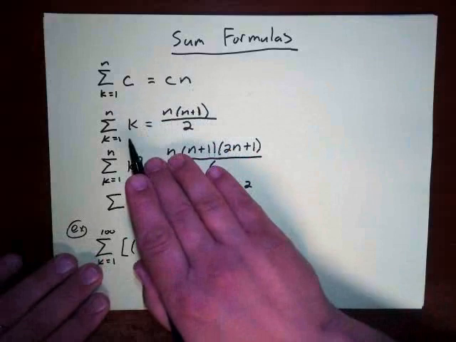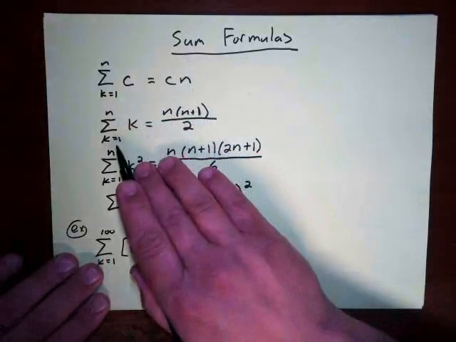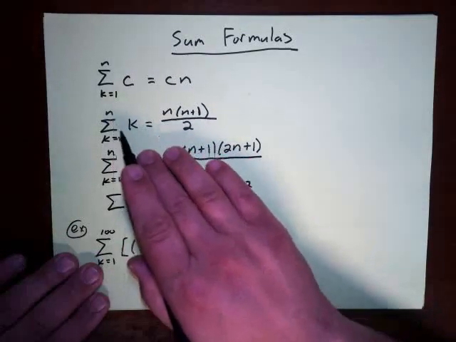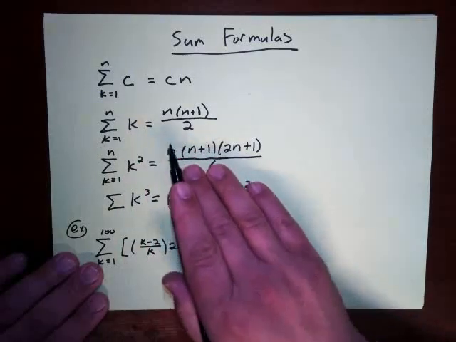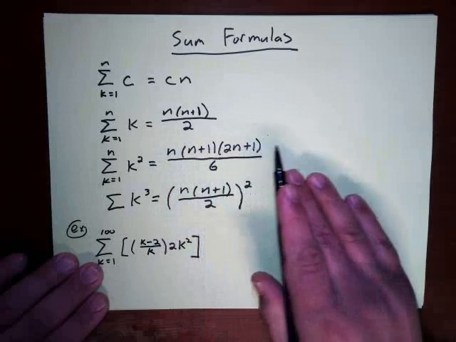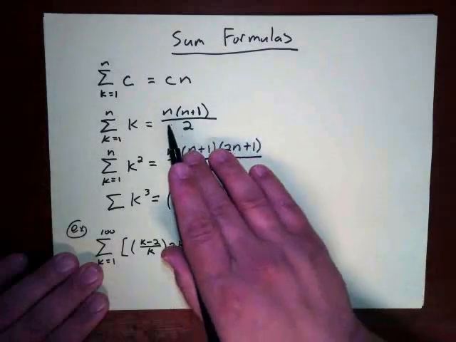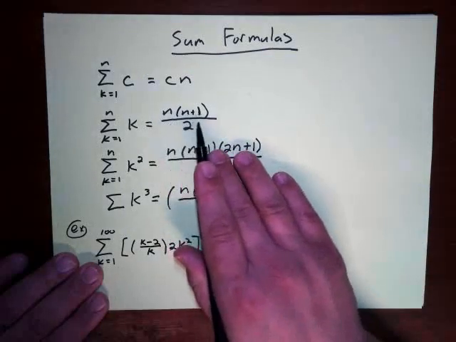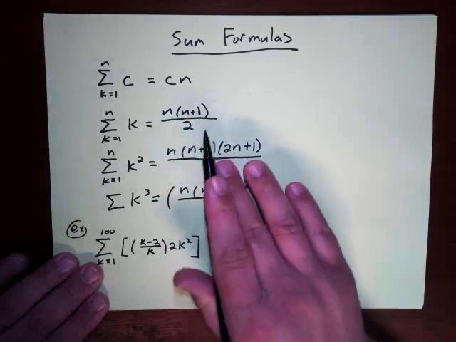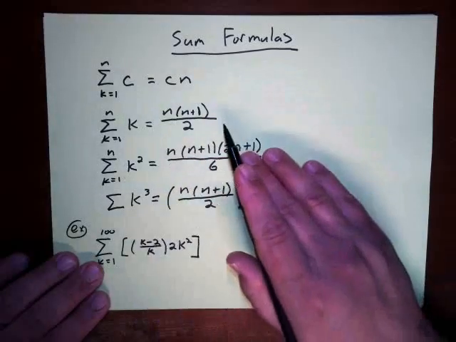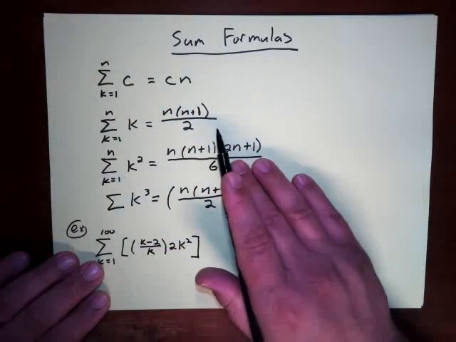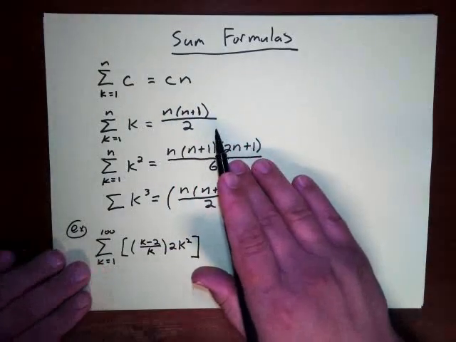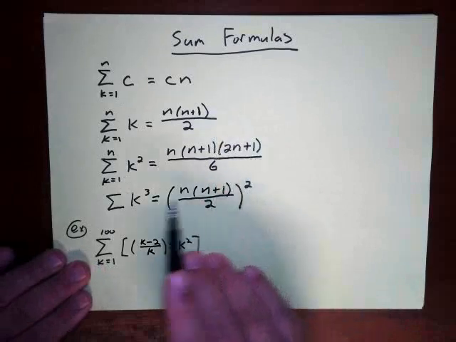This would be the sum from k equals 1 to n of k. So this would be like 1 plus 2 plus 3 plus 4 plus 5 on up to n. And you get n times n plus 1 all over 2. So this is the formula from the last video that Gauss, the child prodigy, used to sum up the first 100 natural numbers. Okay?